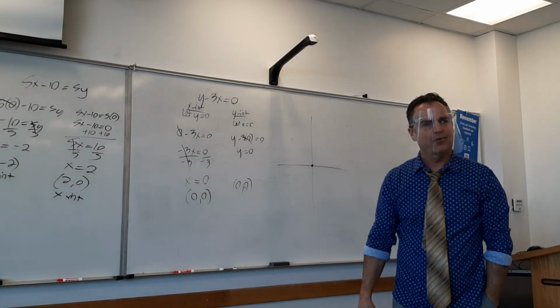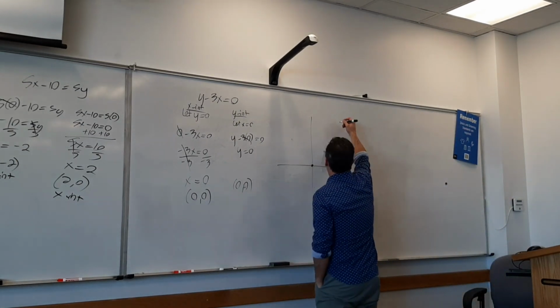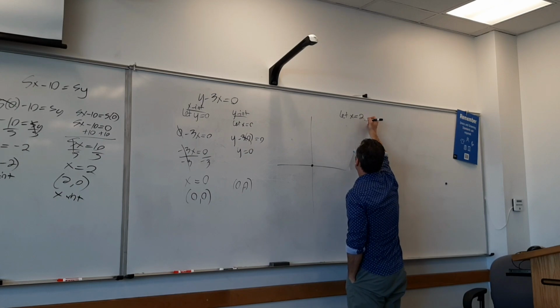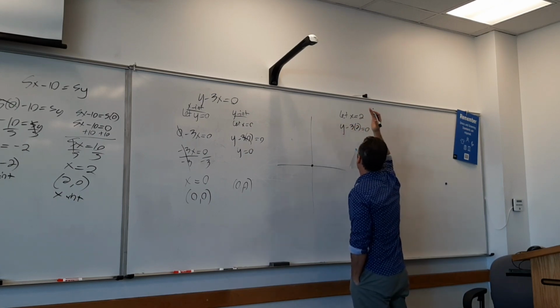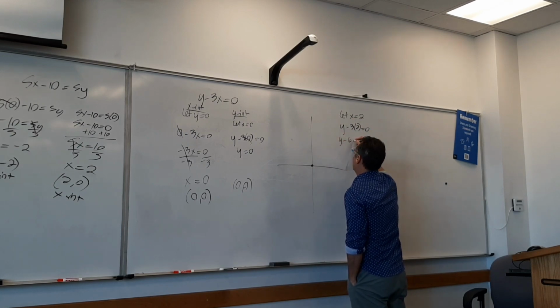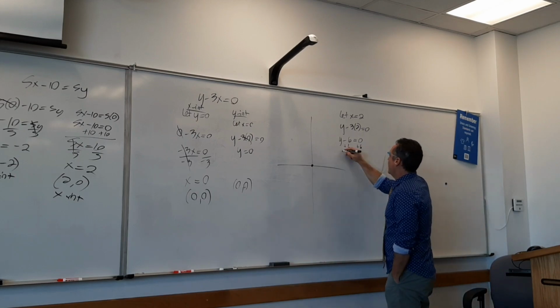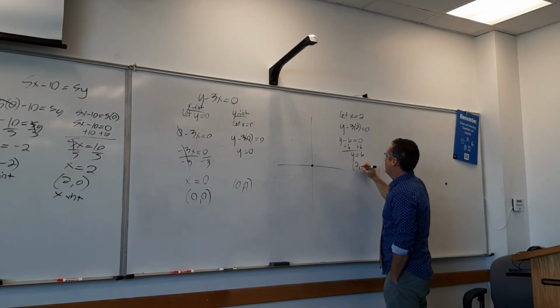You got to pick a value for x. You got to say, let x equal whatever you want. I'm going to say 2. Okay? So then we take this and we say y minus 3 times 2 equals 0. You can pick 1, 4, 5, negative 1, whatever you want. Just don't pick 0, because you already got that. You've done it twice. Let's not do it a third time. Okay? And we add 6 to each side, and we get y equals 6, and we have 2 comma 6.